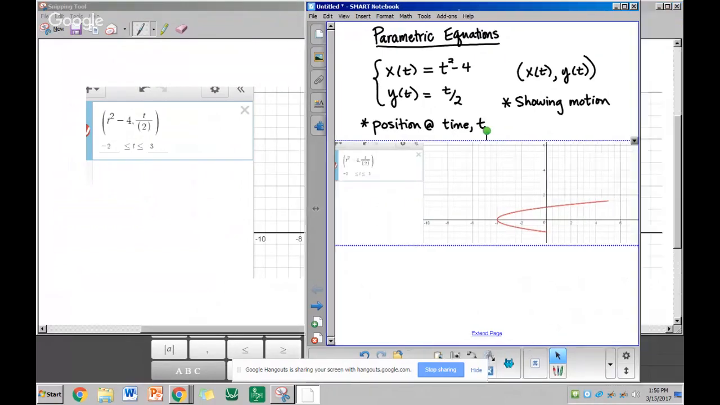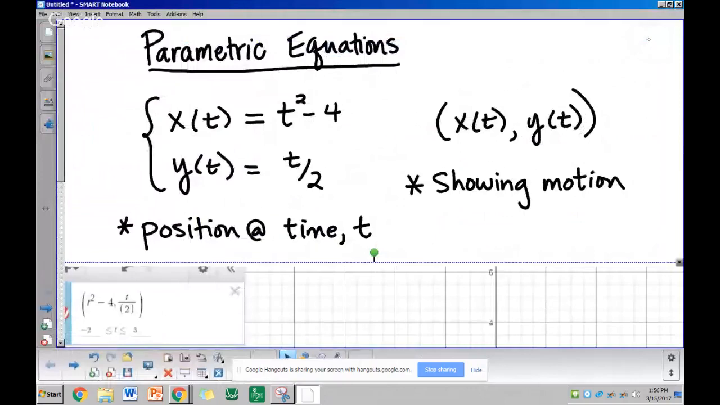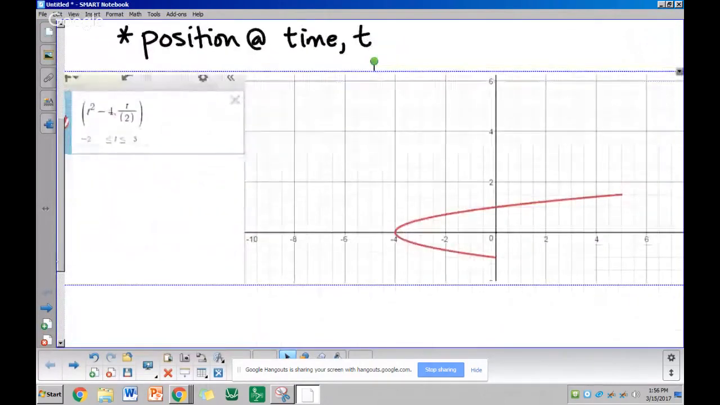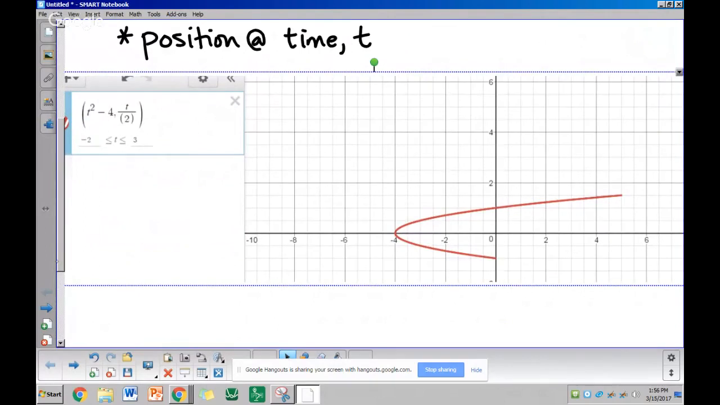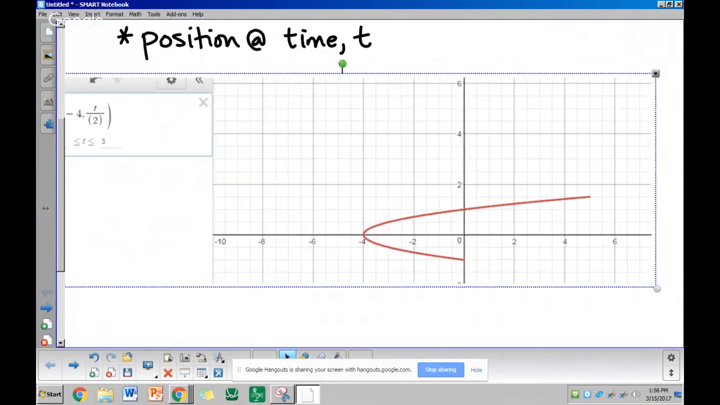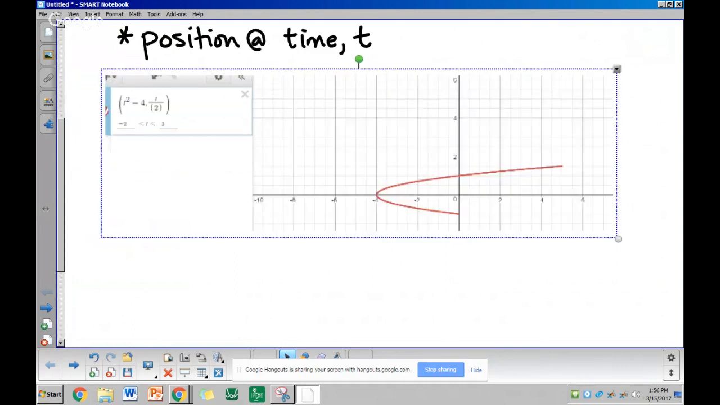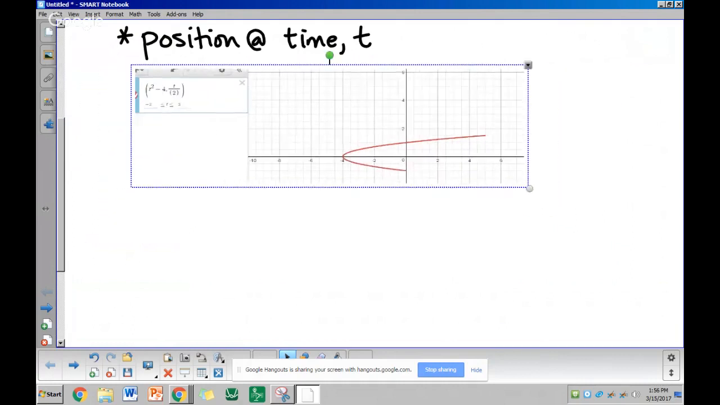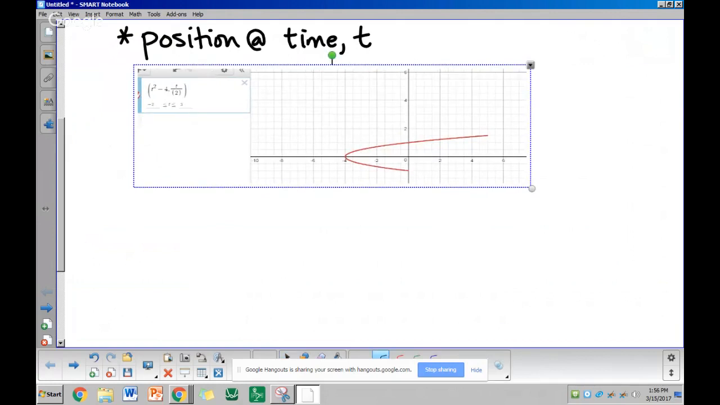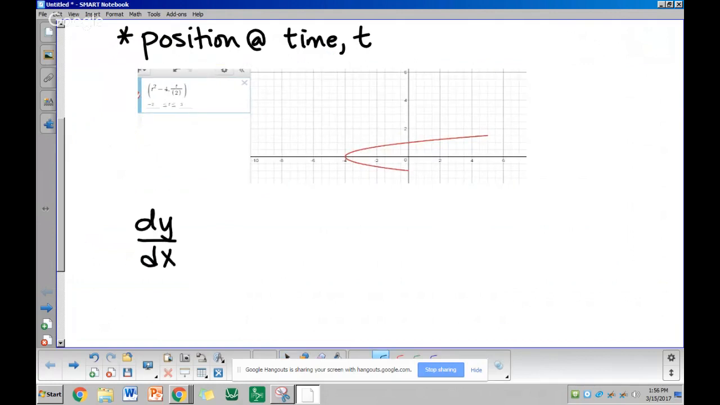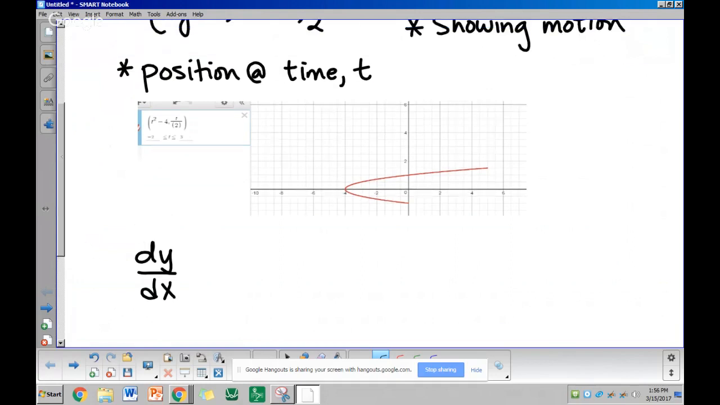All right. So what are interesting things we might want to know? We might want to know how to take the derivative so that we can find out the slope at a certain time. So the slope of the tangent line is always dy/dx. But I have x of t and y of t. We have to figure out a way to deal with that. So I need to find dy/dx, and I have x of t and y of t.